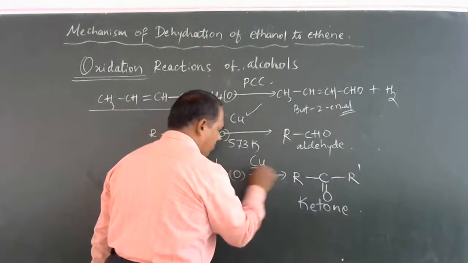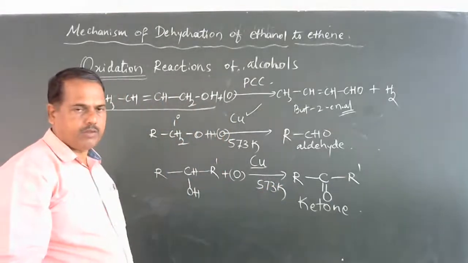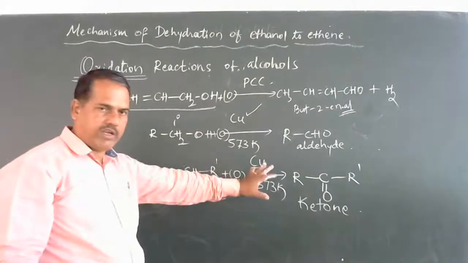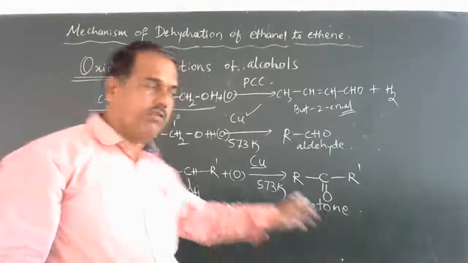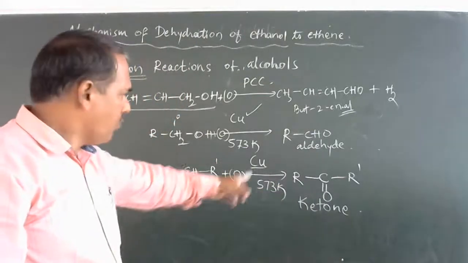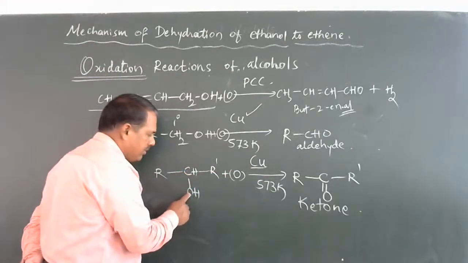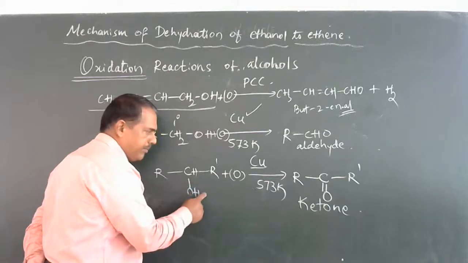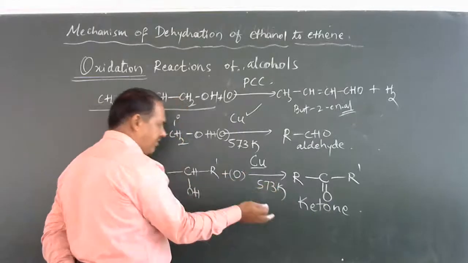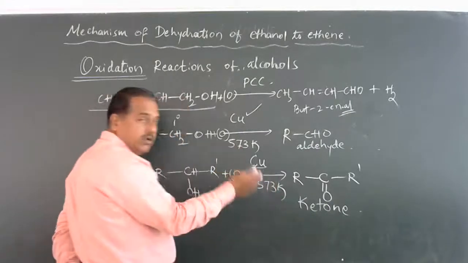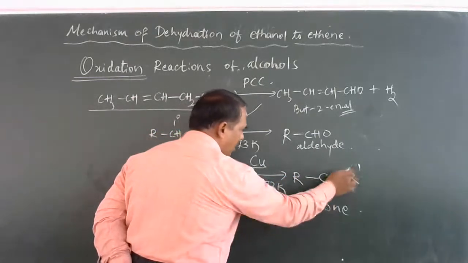What is the reaction condition? Copper at 573 Kelvin. Are you clear? These reactions are already there in your textbook. When a secondary alcohol is oxidized in the presence of copper at 573 K, we get a ketone. The secondary carbon atom which carries the hydroxyl group undergoes oxidation with copper at 573 K. So dehydrogenation takes place, and you will get R-C=O-R'.